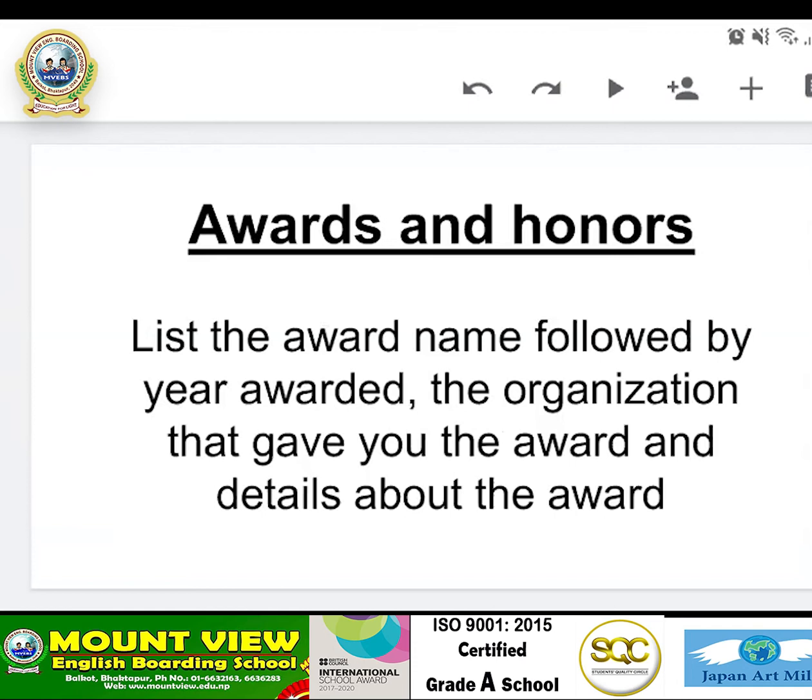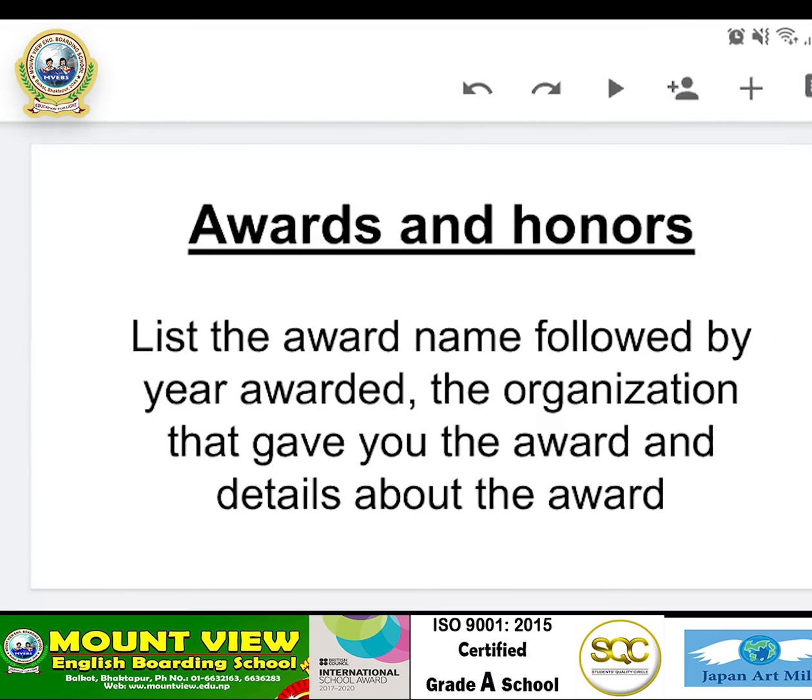The next is awards and honors. If you are awarded, if you are respected by some company, organization, or any trust, then you can list that down also. List the award name followed by the year awarded. That means in which year, which award you got. Suppose here it is given, Maran Puraskar, you got Maran Puraskar. Then in which year? 2020, 2019, 2016. You have to mention that. And who gave you the award? Which organization, which company, which trust gave you the award? You have to mention that also.